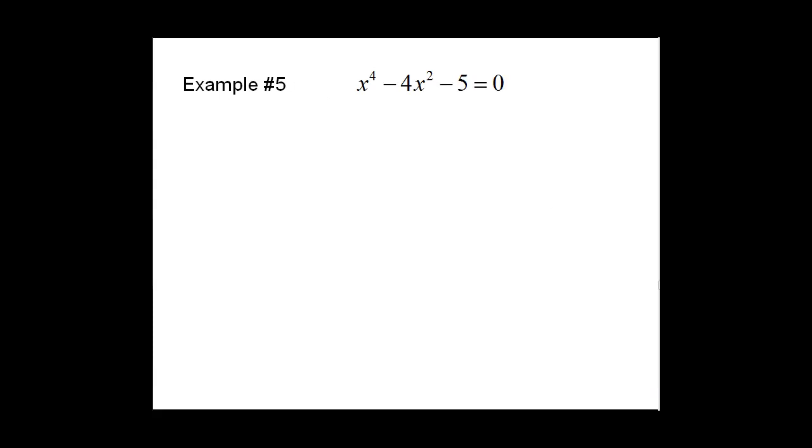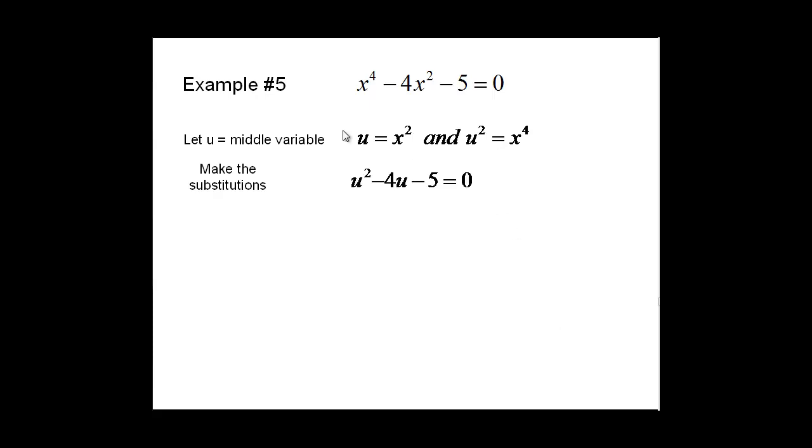Just for example, x to the 4th minus 4x squared minus 5, we're going to call x squared u. And so our u is our x squared. So x to the 4th is going to be u squared. So you just do a substitution. This will be u squared minus 4u minus 5. And then you can factor. To get 5, you get 5 times 1. So it's u minus 5, u plus 1. Then you solve it. So u is equal to positive 5, u is equal to negative 1.